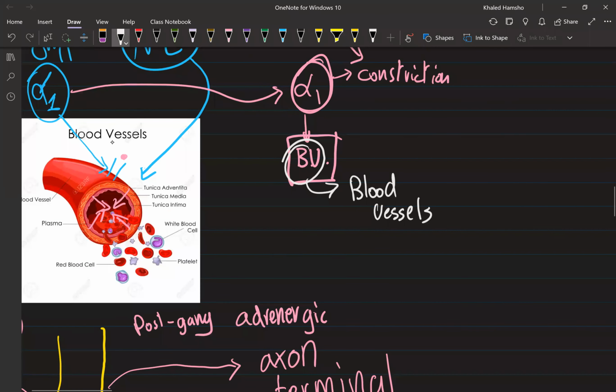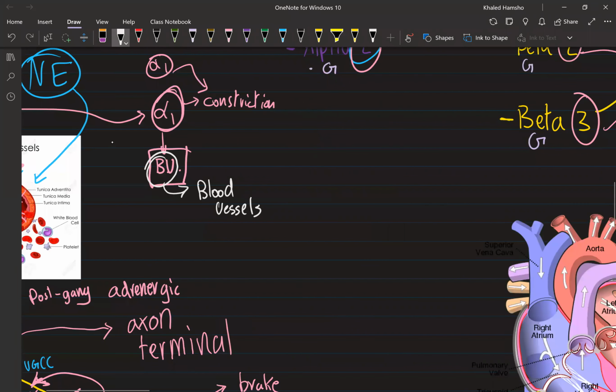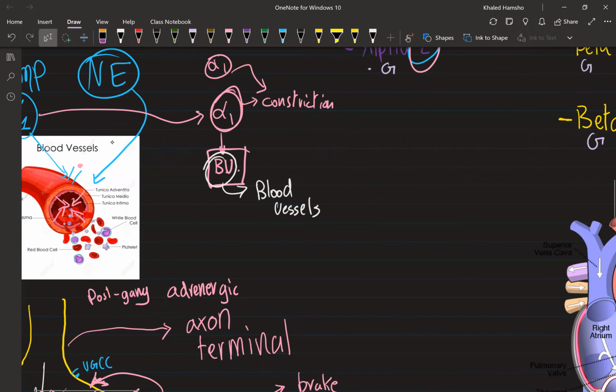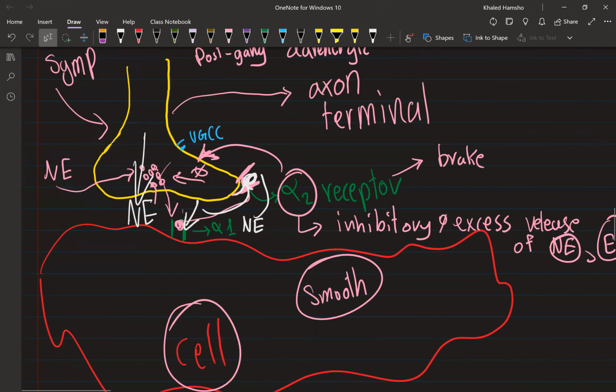What binds to alpha 2? Like alpha 1 binds to the NE, but what binds to alpha 2? Same thing? Same thing, norepinephrine and epinephrine, same thing. Okay.